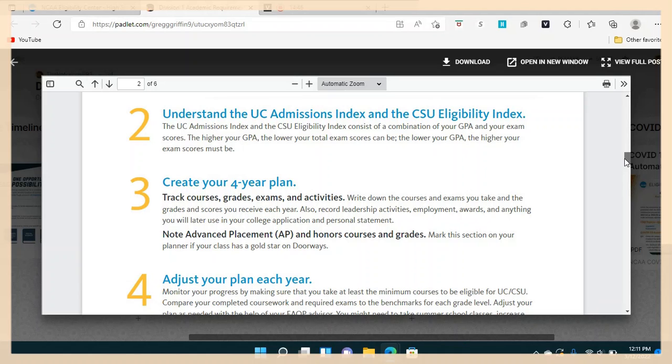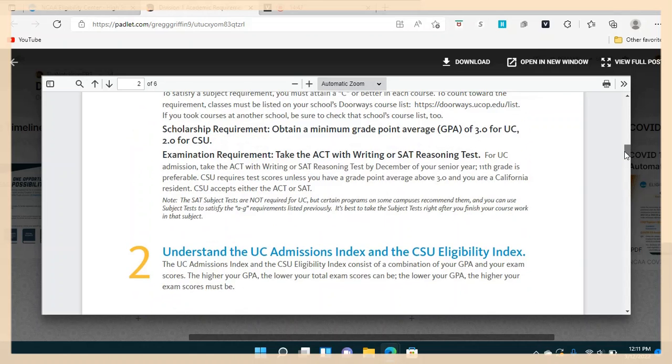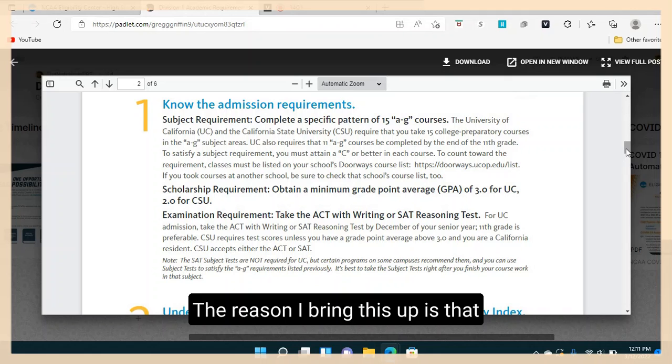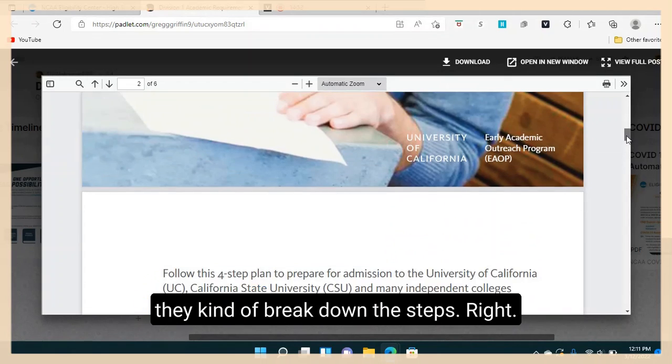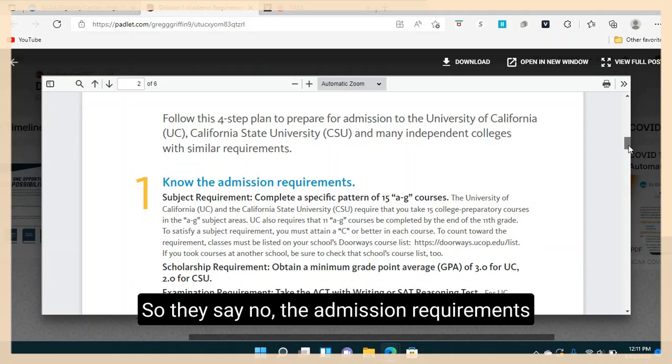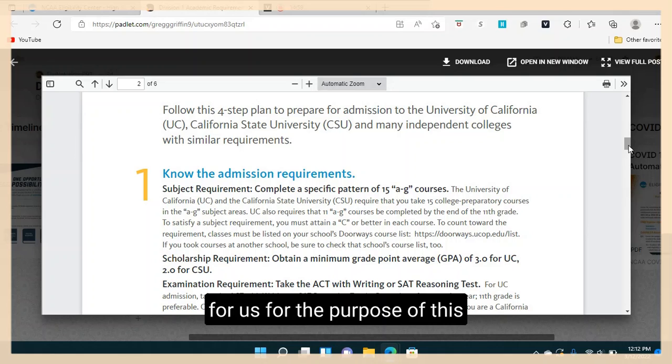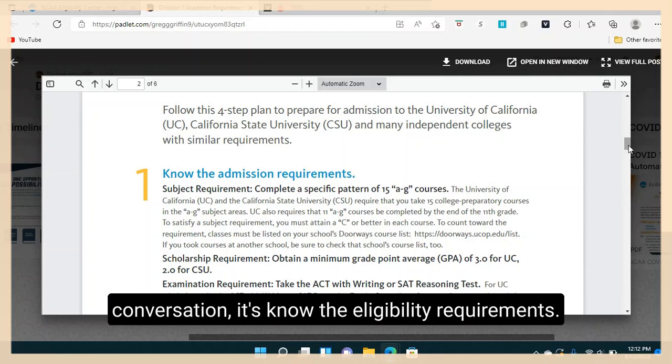So, go back to the top. The reason I bring this up is that they kind of break down the steps, right? So they say know the admission requirements. For us, for the purpose of this conversation, it's know the eligibility requirements. Same thing, right?